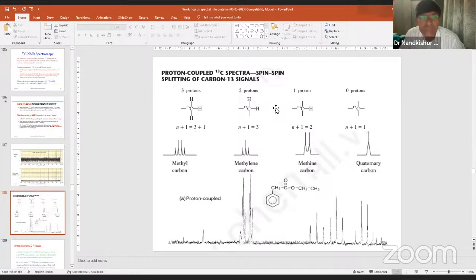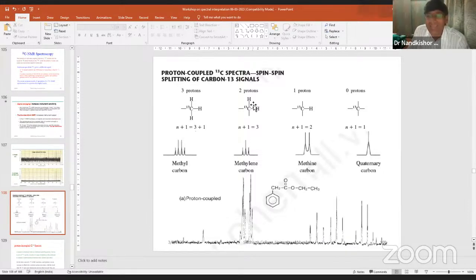As I told you, the n plus 1 rule, that is the first order equation, is absolutely applicable as the carbon couples with the proton. So in a proton coupled spectrum, what you will see, if there is a CH3, then 3 protons are attached to the carbon. That means 3 protons are a neighboring group. So N is equal to 3, 3 plus 1, a 4-line spectrum will be obtained for a methyl group.